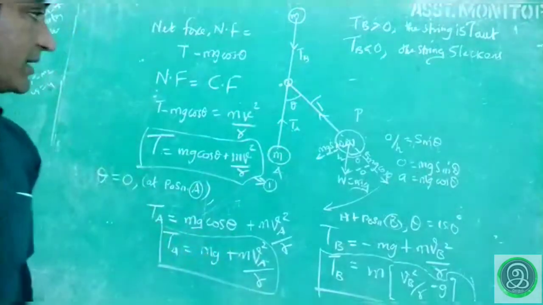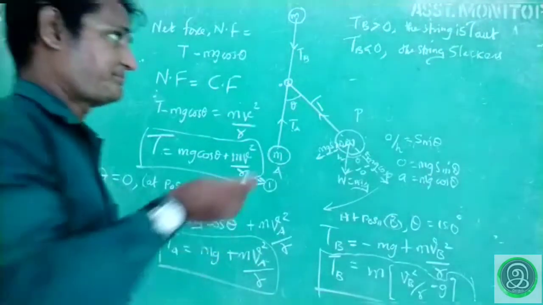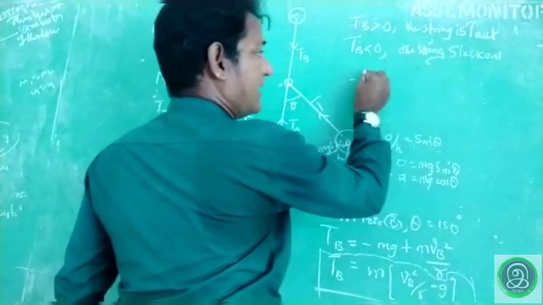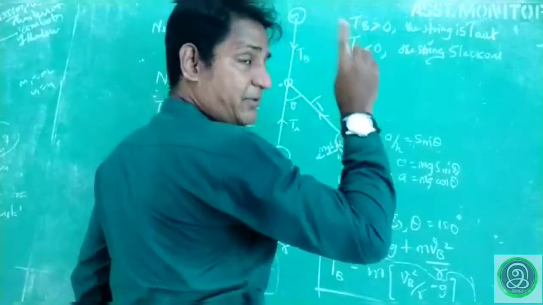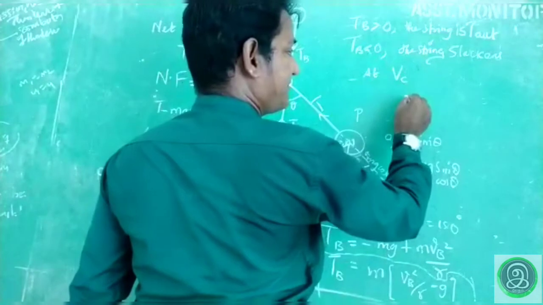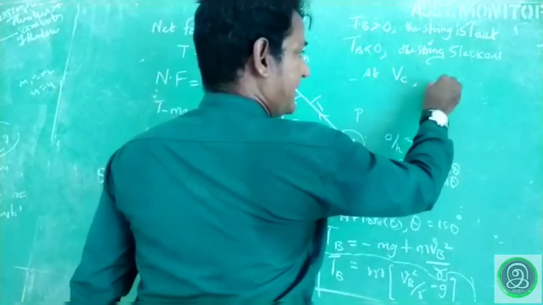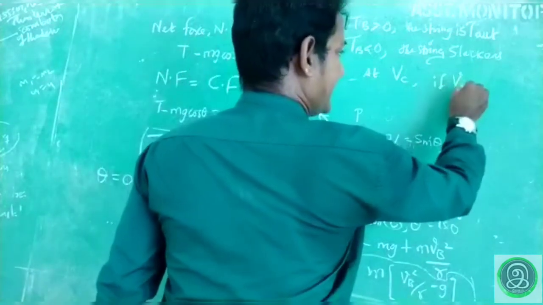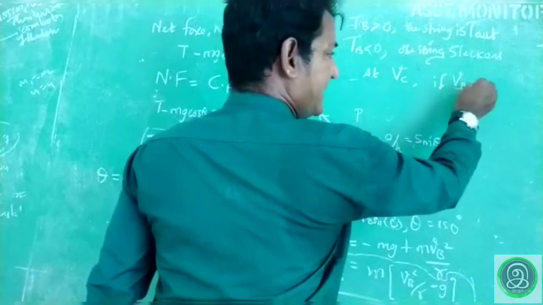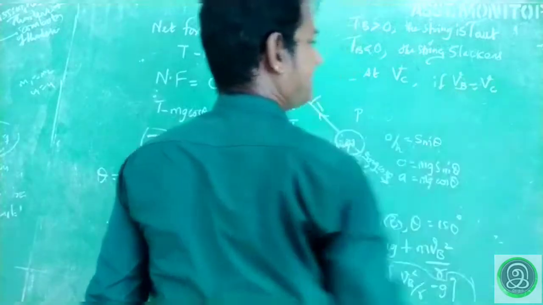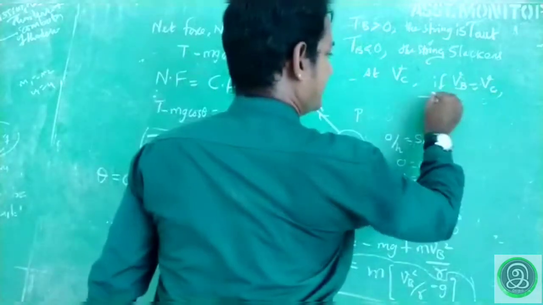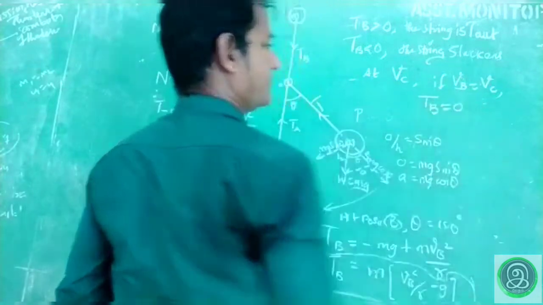Okay. Now, at a critical velocity called Vc, if the velocity at the point B is equal to this Vc, then Tb becomes 0.